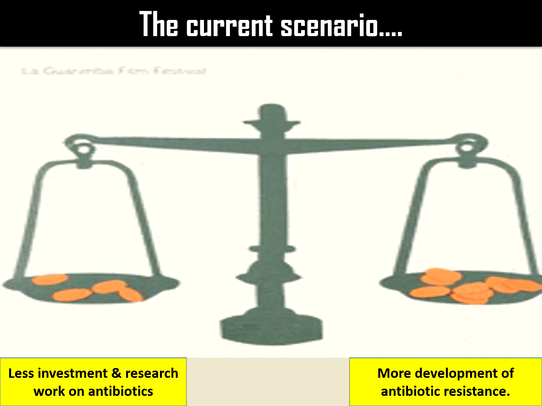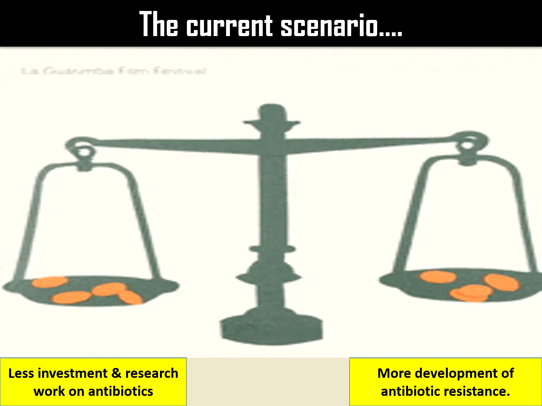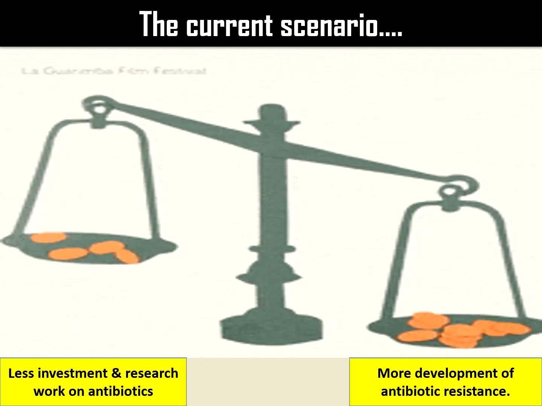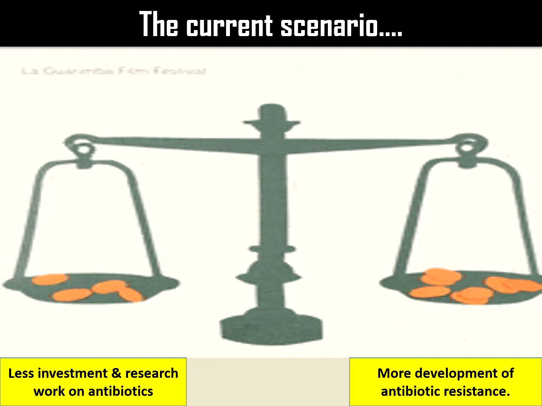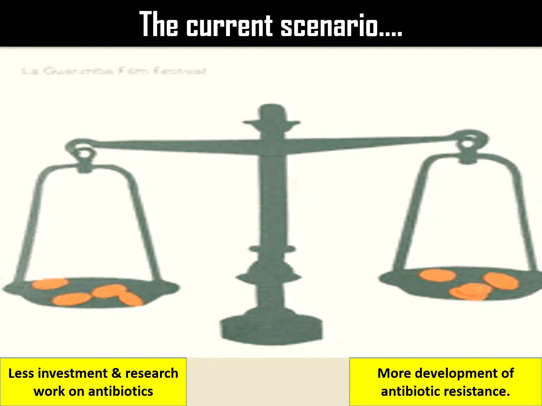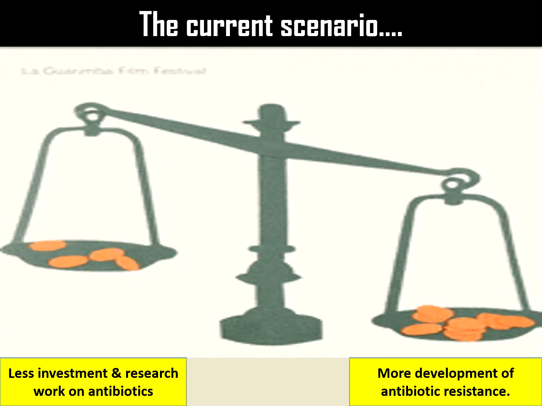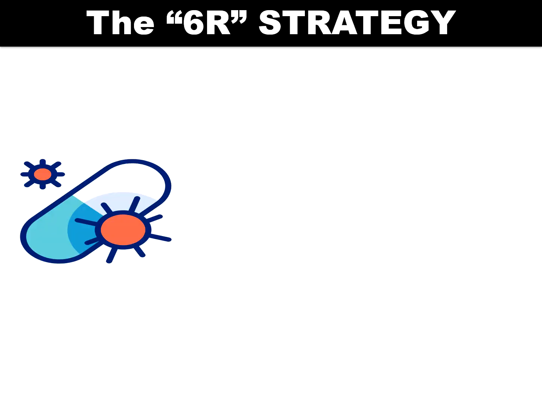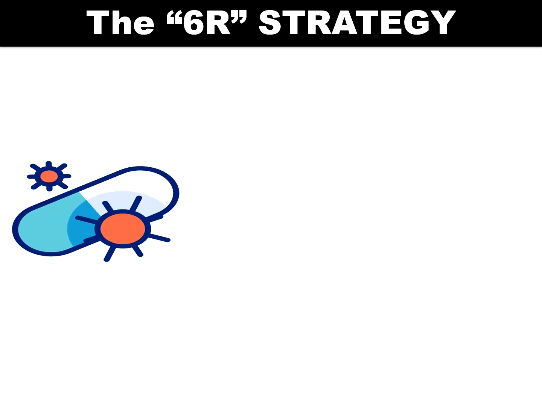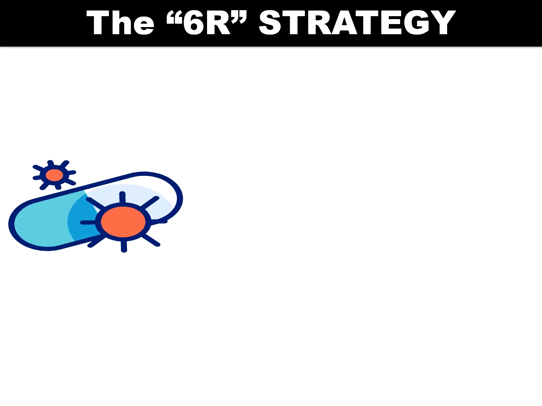So on the one hand, there are fewer new antibiotics, and on the other hand, there is more development of antibiotic resistance. So if this situation continues, then what will happen? We will easily enter into a state of post-antibiotic era, and this will indeed be a deadly situation. So, is there any way to overcome this situation?